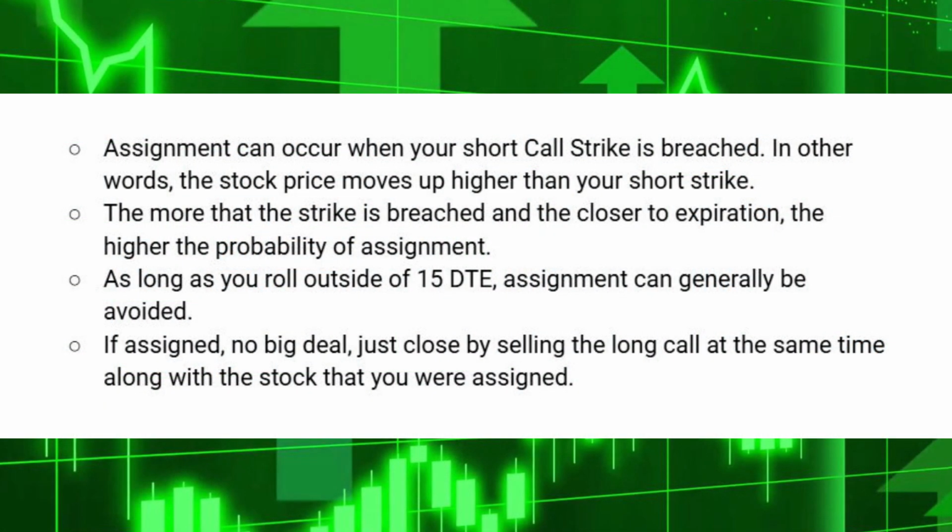Hey, Darren, can't we be assigned the stock when trading call credit spreads? You sure can. Assignment can occur when your short call strike is breached. In other words, the stock price moves up higher than the short strike. The more that the strike is breached and the closer to expiration, the higher the probability of assignment. As long as you roll outside of that 15 days to expiration window, assignment can generally be avoided.